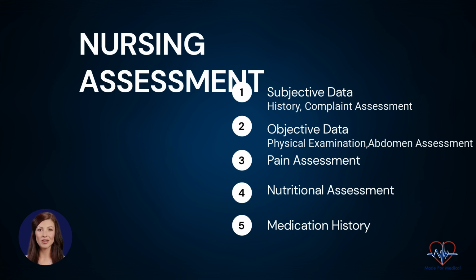Obtain a thorough medication history, including prescription medications, over-the-counter drugs, and herbal supplements. Identify the use of NSAIDs or any other medications known to increase the risk of peptic ulcers. Inquire about the patient's adherence to prescribed medications for peptic ulcer treatment, such as proton pump inhibitors, H2 blockers, or antibiotics for H. pylori eradication.